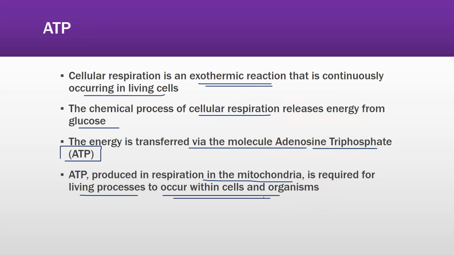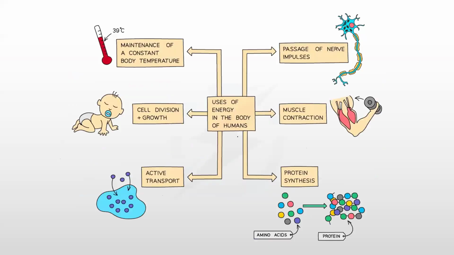ATP produced in respiration in the mitochondria is required for the living processes to occur within the cells and organism. And where does this respiration take place? In which organelle? The mitochondria. And respiration produces what? Energy. In the form of? ATP. By using? Oxygen. Good.